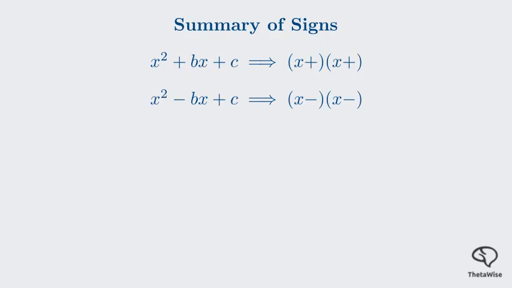To wrap up, you have now learned how to factorize monic quadratics in several different forms. If we have x squared plus bx plus c, the brackets both have plus signs. If we have x squared minus bx plus c, both are minus. And if the constant c is negative, we have one of each sign. Remember the golden rule. Look at the constant term first. If it is positive, the signs in the brackets are the same. If it is negative, the signs are different.